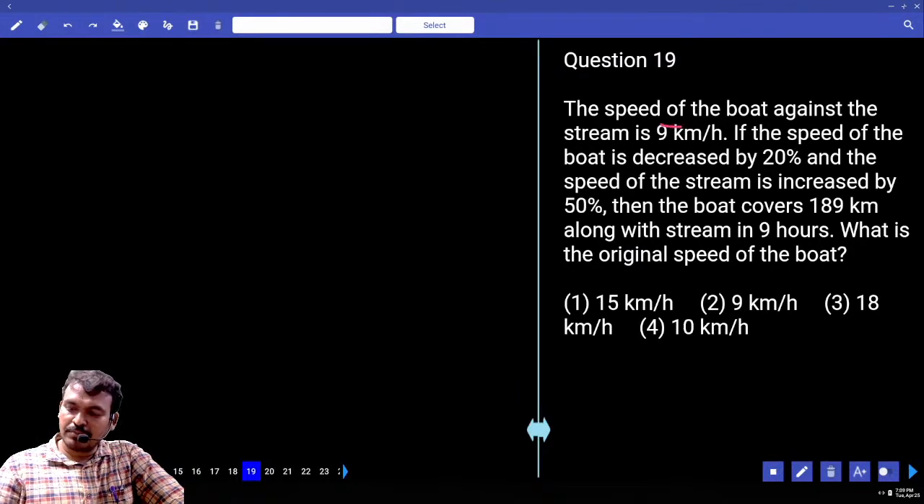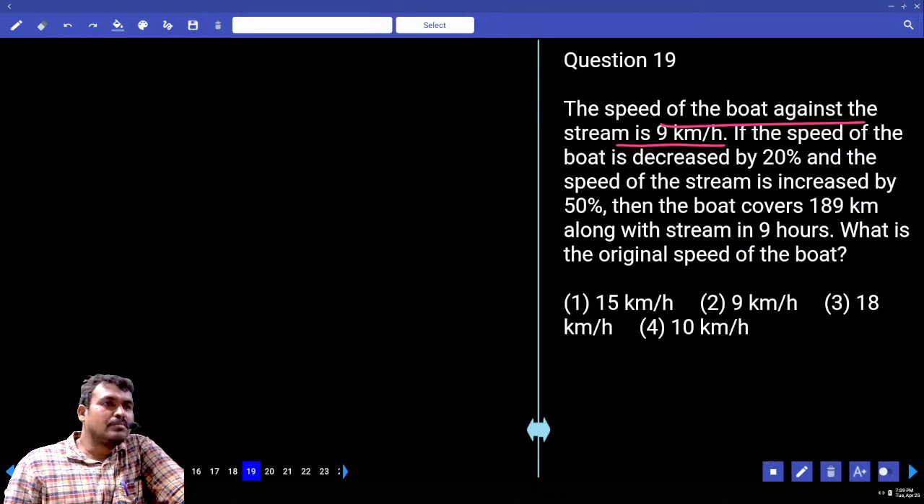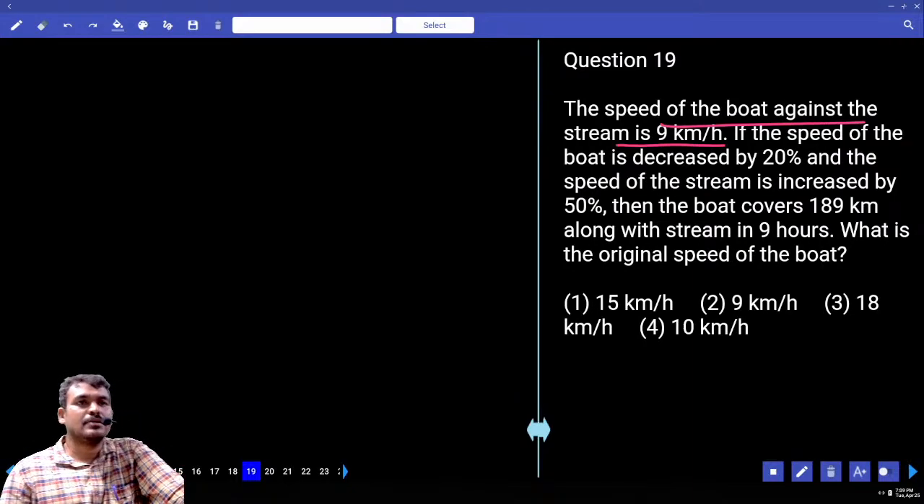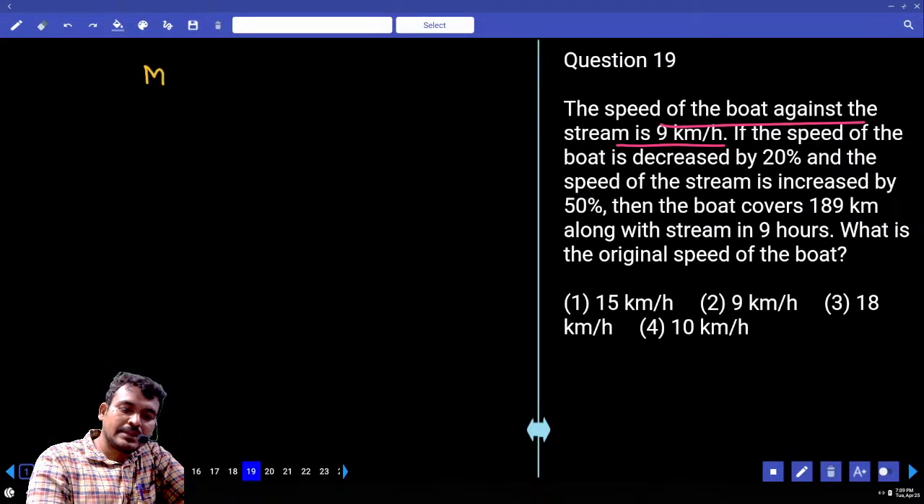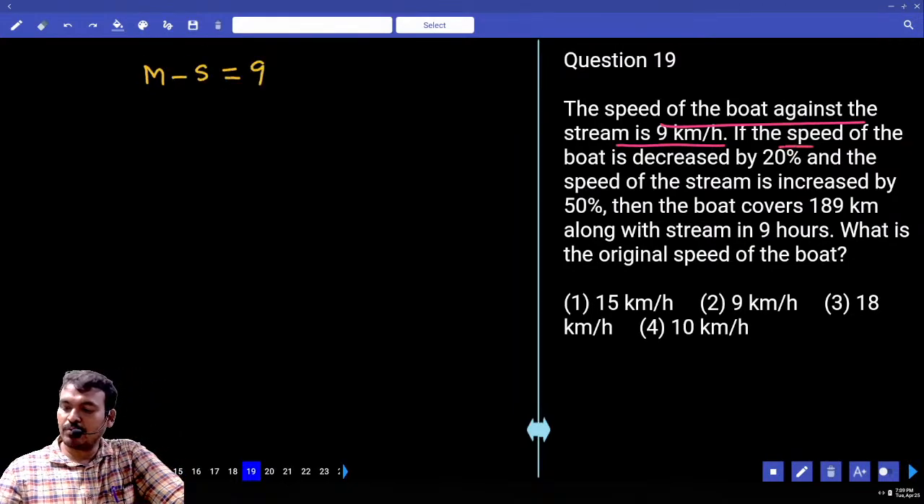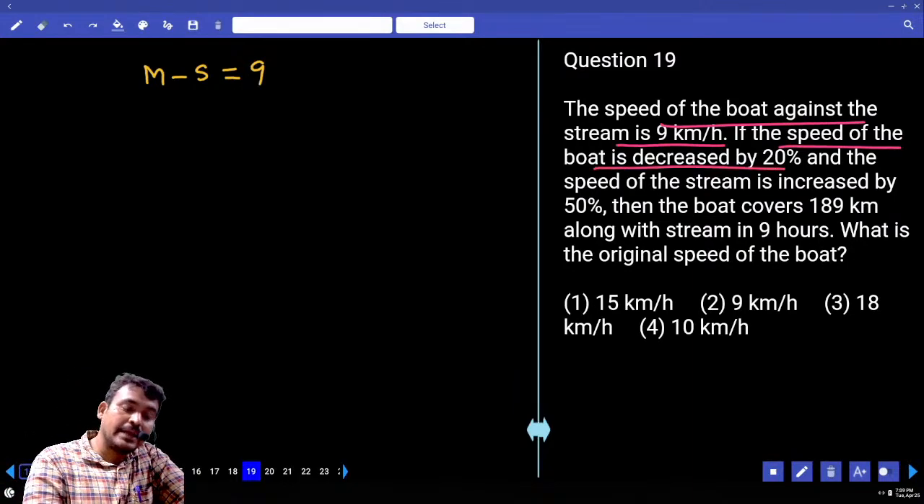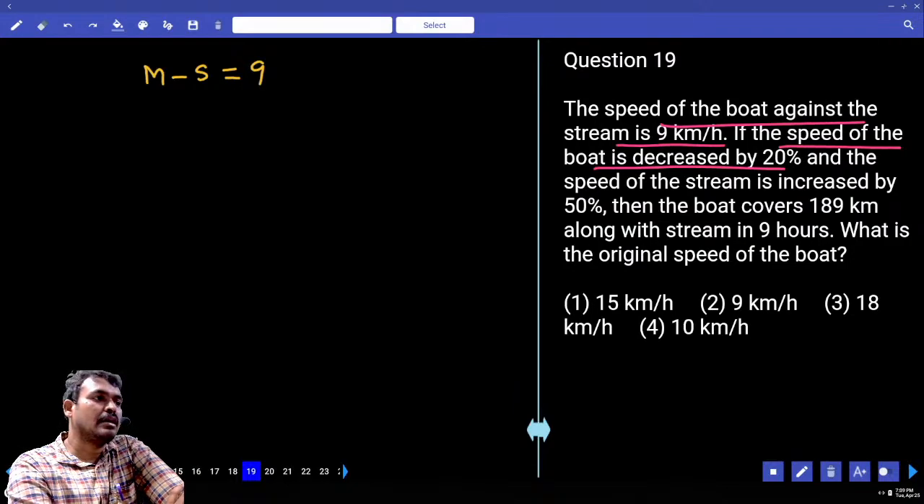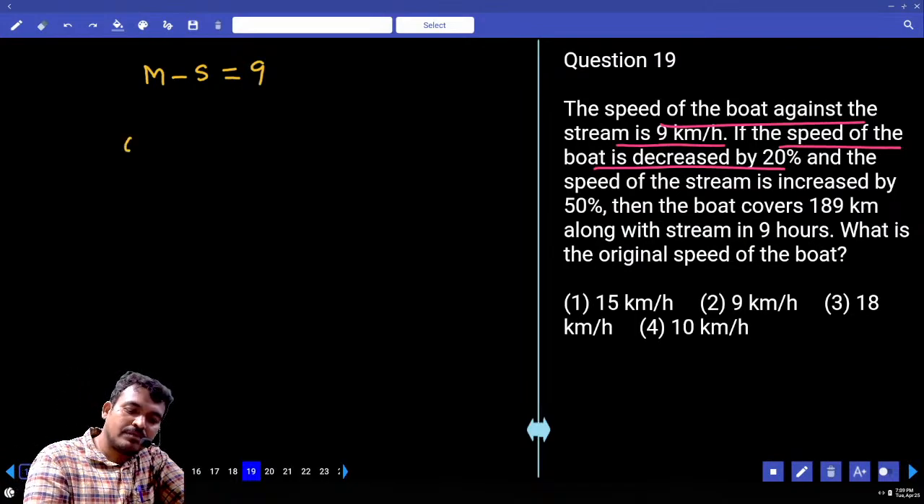First of all, speed of the boat against the stream is 9 km per hour. Against the stream means m plus s or m minus s? M minus s. M minus s equal to how much? 9. It is the first one. Speed of the boat is decreased by how much? 20%. Means 80% of m, or not? 80% of m means we write 0.8 m, or not?